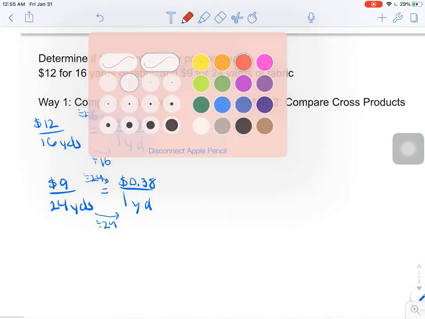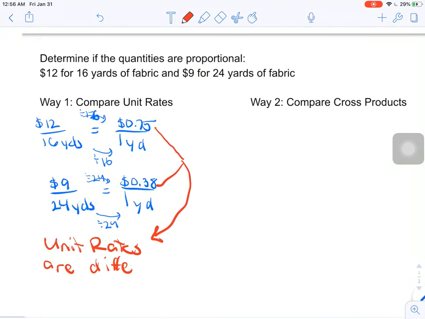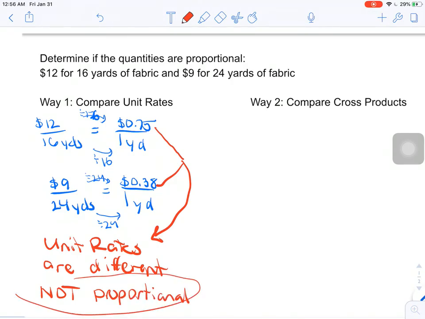So what we just figured out is that these do not have the same unit rate. So that means that this is not proportional because the unit rates are different. In order for it to be proportional, the unit rates have to be the same. So our final conclusion here, if we're being asked, are these proportional, would be that they are not proportional. So that's one way, if you're asked if things are proportional or if they're following the same rate, to find the unit rate, because then you have a fair comparison, 1 unit to 1 unit. It makes it easier to compare and see what's going on.